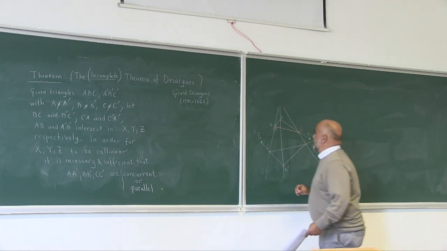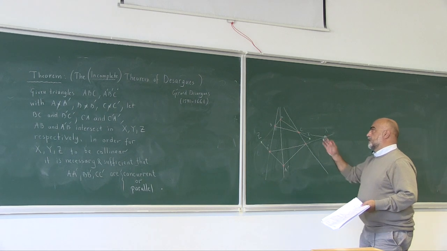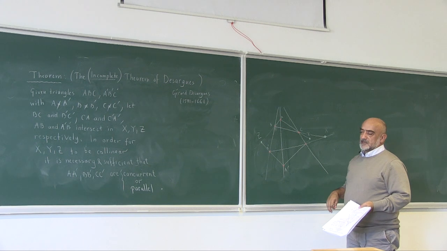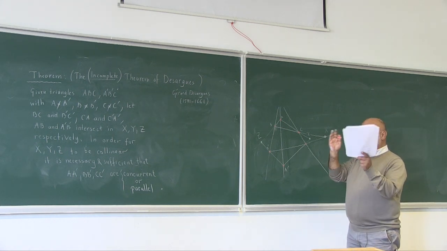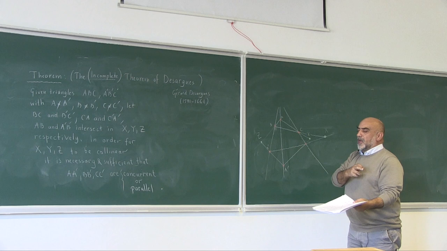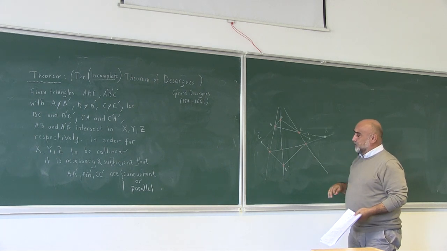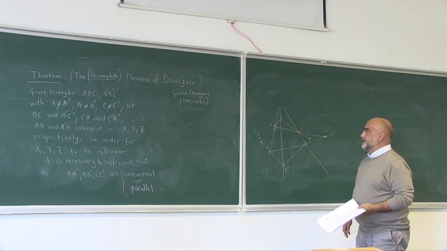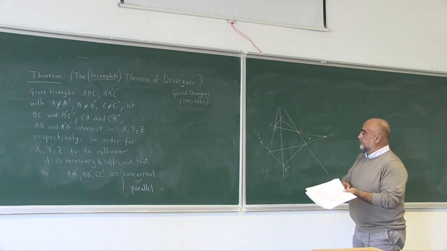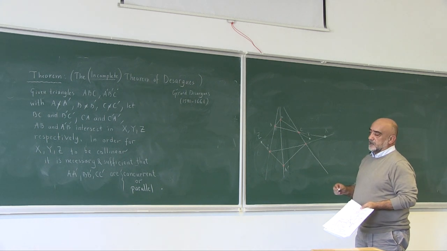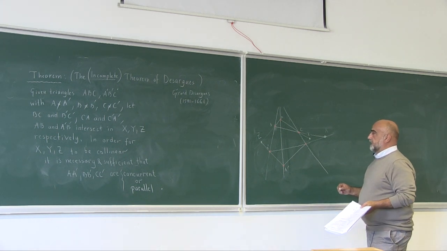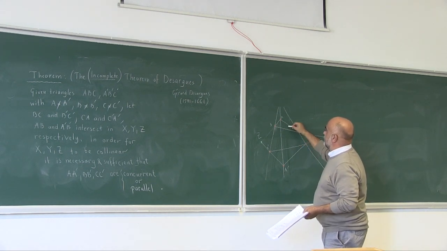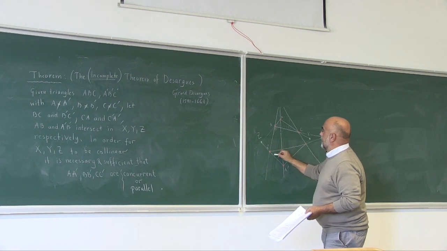And with that kind of concurrent or parallel situation, it makes sense to consider parallel lines as intersecting at an ideal point at infinity. This is going to be a big deal. Perhaps you might like to see the triangles.